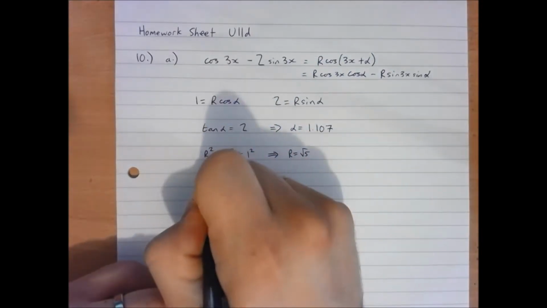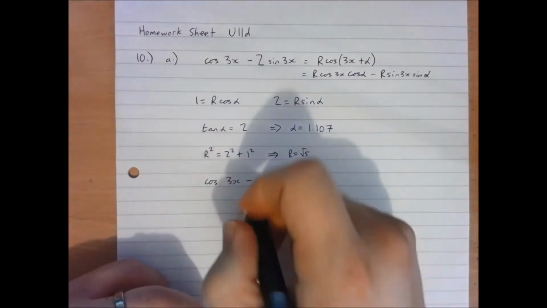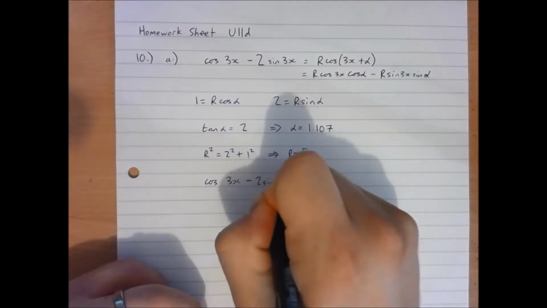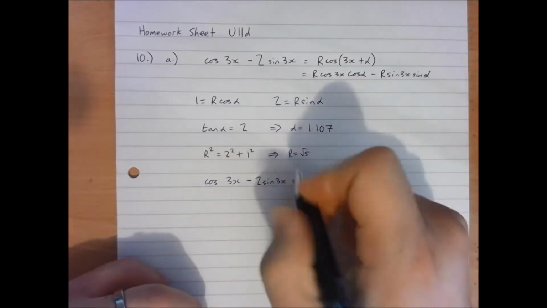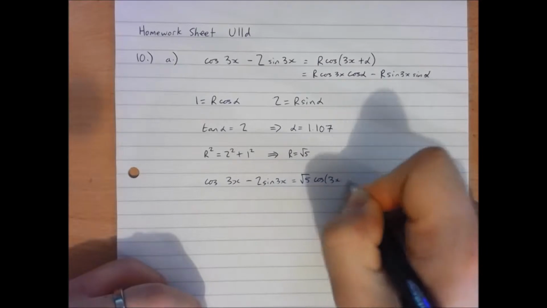To finish off though, I need to write my answer in the form that I've been asked for, so cos 3x minus 2 sin 3x is equal to root 5 cos(3x plus 1.107).